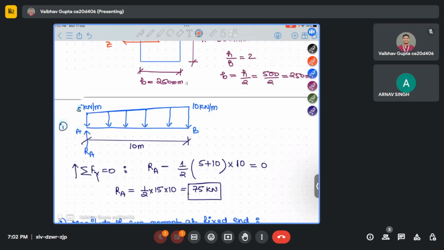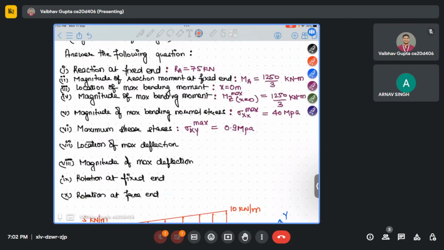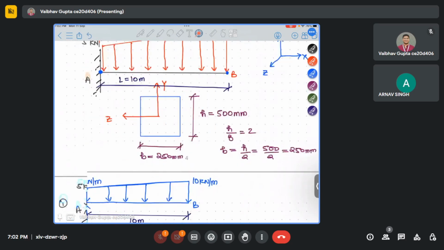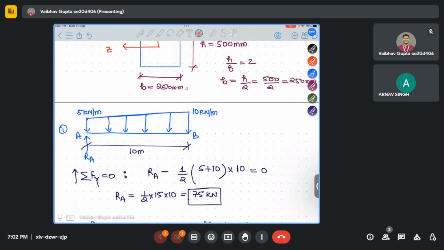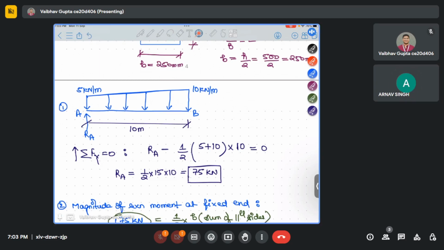So now the first question was the reaction at the fixed end. When you have a uniformly distributed load, how will you find the reaction? You will just multiply the load with the length. That's what you will do. Here, this is a uniformly varying load.